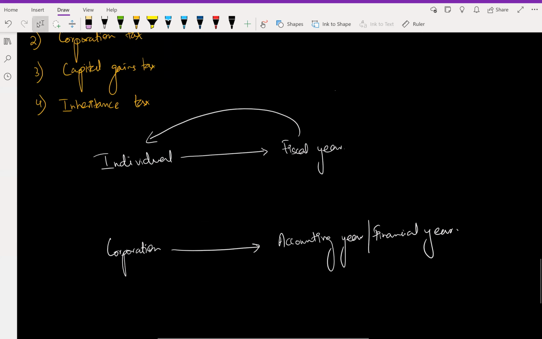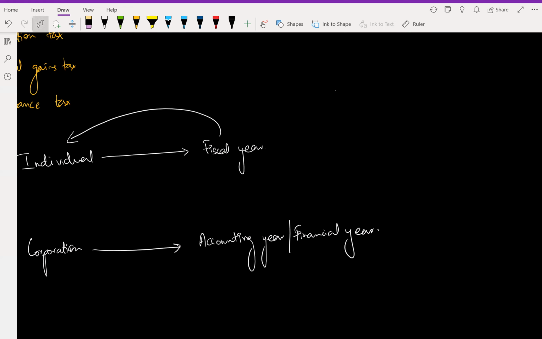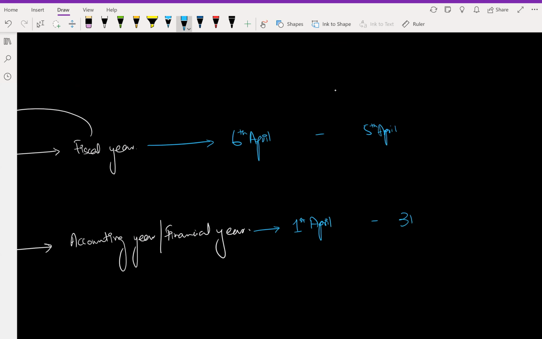Every individual pays tax for the fiscal year. Every corporation pays tax for the accounting year or financial year. Now, is there any difference? Yes, there is. The fiscal year in the UK starts from 6th April of a particular year and ends at 5th April of another year. The financial year starts on 1st April and ends on 31st March of the next year.